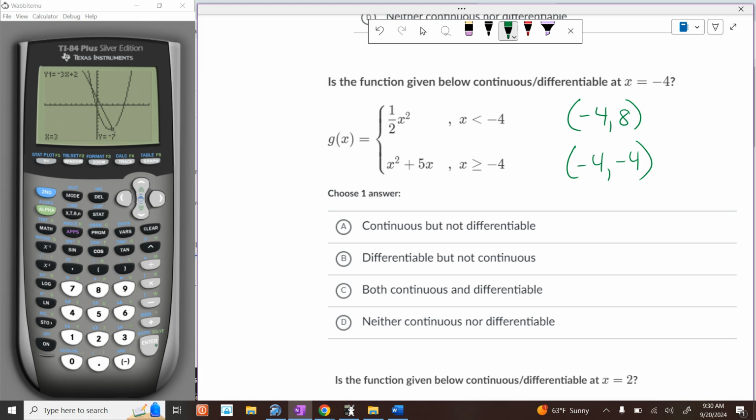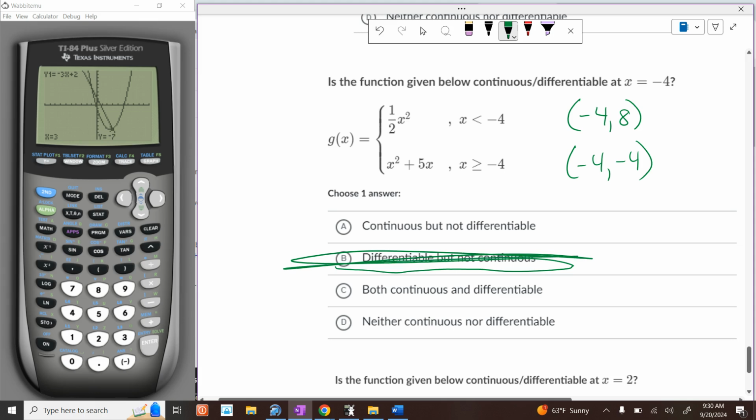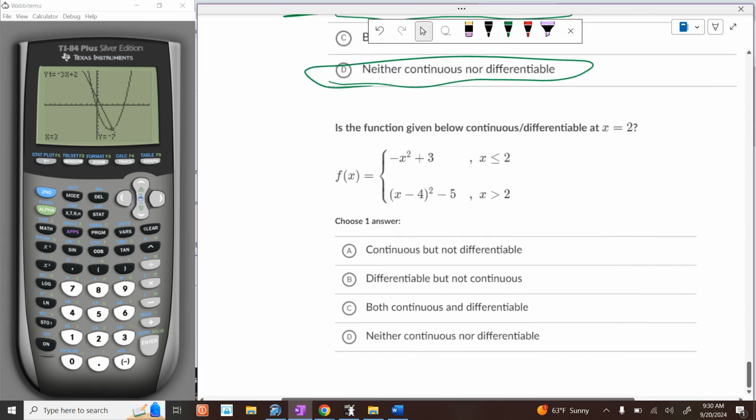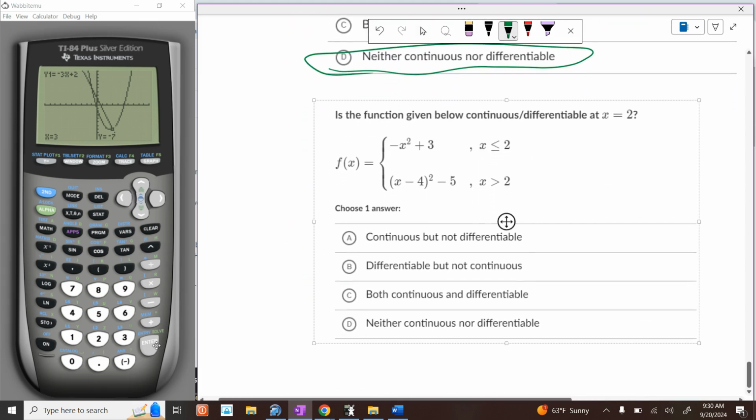So, B here is never, ever an answer. You can't be differentiable but not continuous. It's not continuous, and so it's not differentiable. So if it's not continuous, it cannot be differentiable. So it's neither. All right, last one.